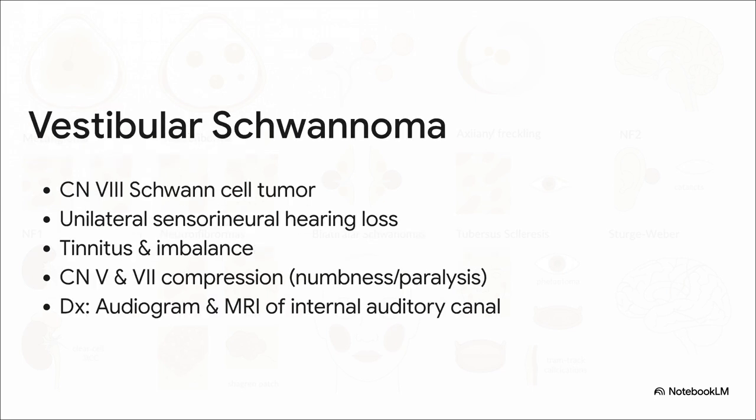Next is vestibular schwannoma, a Schwann cell tumor of cranial nerve 8. In adults, these are typically unilateral, unless they're associated with NF2. The classic presentation is progressive unilateral sensorineural hearing loss, tinnitus, and imbalance. You might also see facial numbness or paralysis if cranial nerves 5 and 7 get compressed. For the workup, you need an audiogram and a contrast MRI of the internal auditory canal. Management spans observation, surgery, or radiation, all depending on tumor size, the symptoms, and the patient's age.